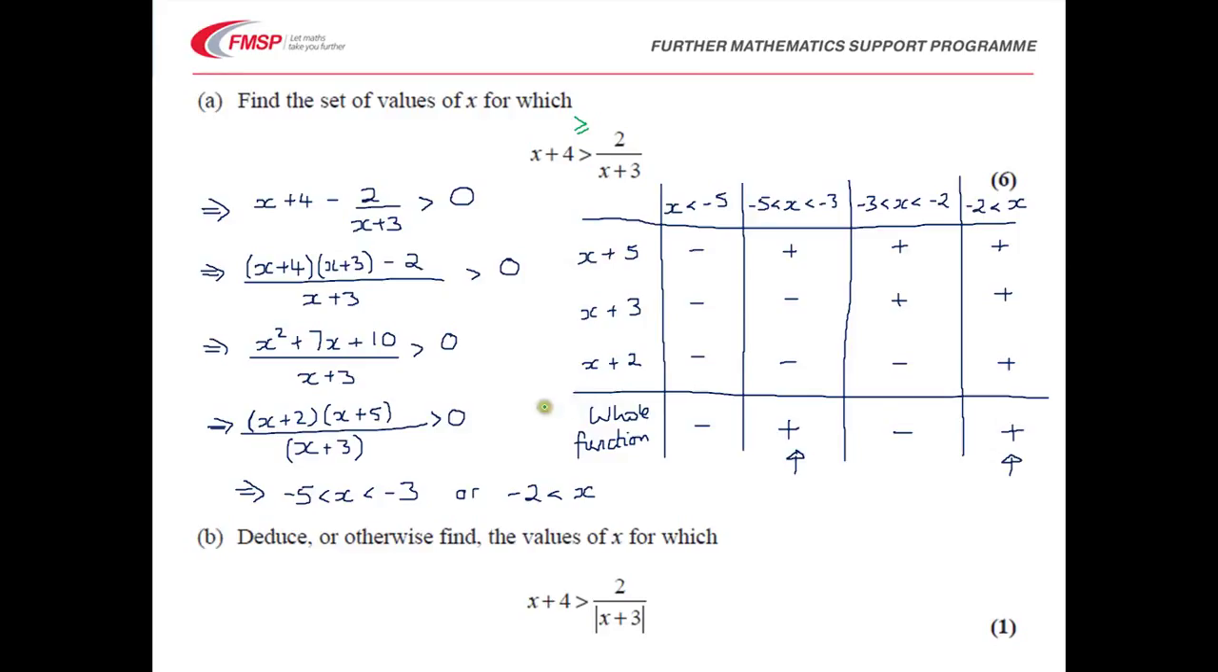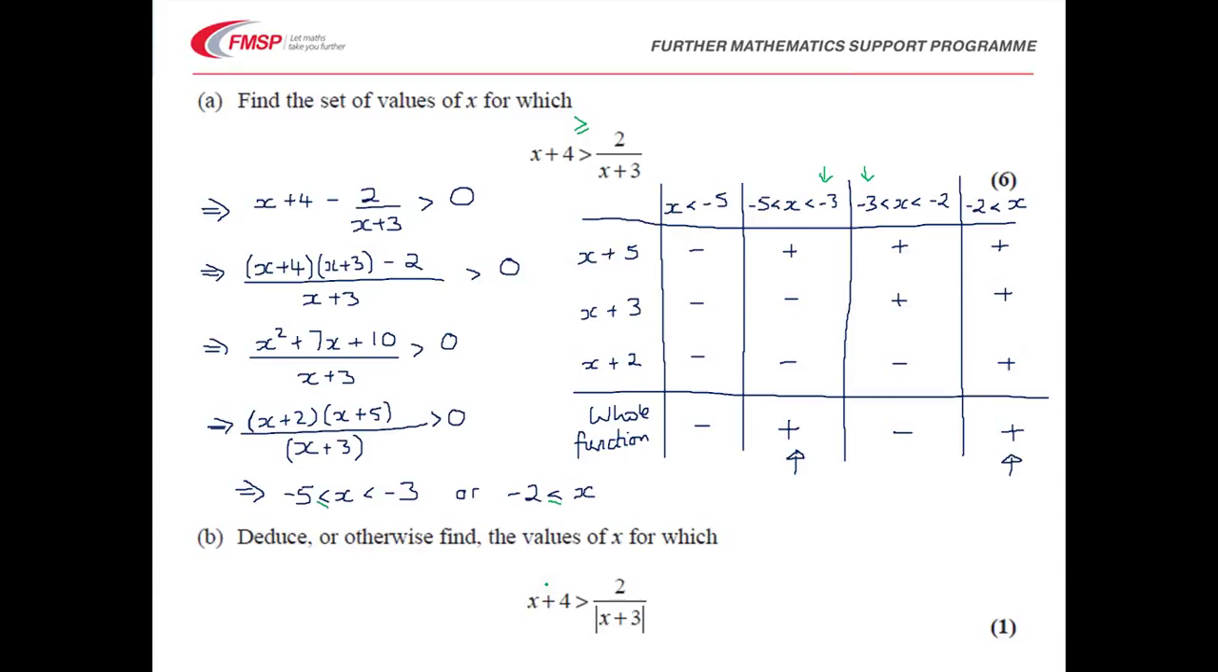My critical values of minus 2 and minus 5 are perfectly acceptable, but my critical value of minus 3 can never actually be used because I've got x plus 3 in the denominator. So although in this second version I've got a non-strict inequality, x can't be equal to minus 3, so that remains a strict inequality. But for minus 5 and minus 2 I could put in or equal to. So that's just worth noting.